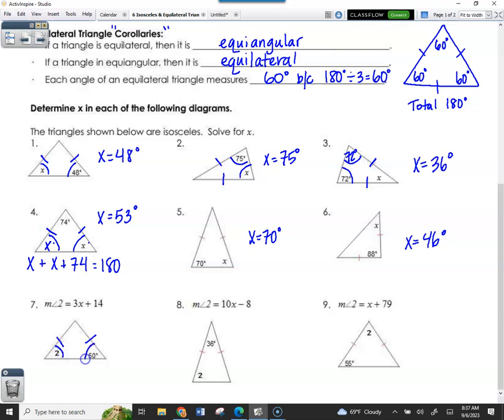There's my base angles. So what does the measure of this angle have to be? This angle has to measure what? 50 degrees. I want you to label that, because now what you can set up is angle 2, which is 3x plus 14, would have to equal 50. And there's your equation that you solve. So we would subtract 14 and divide by 3.